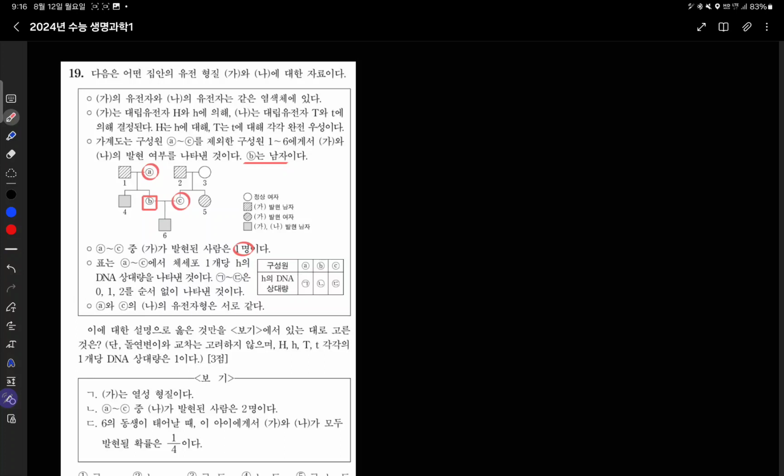And in the table, these three people have a different number of lowercase h allele from 0 to 2. And A and C have the same genotype for the second trait. So let's make a pedigree with this information.